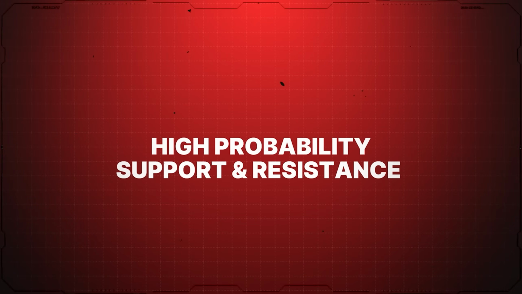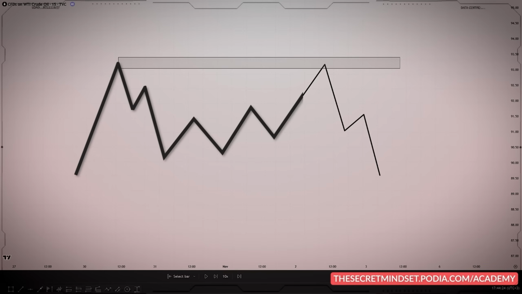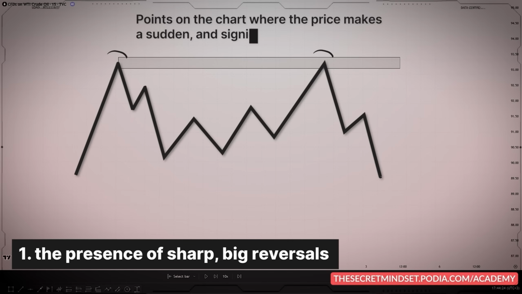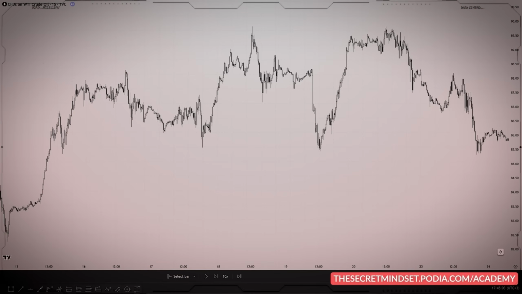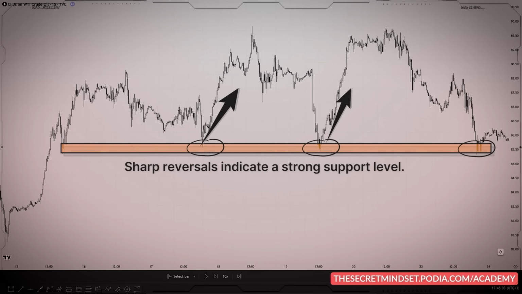High-quality support and resistance levels have several special traits that make them stand out on a chart. One of the most prominent features of strong levels is the presence of sharp, big reversals. These are points on the chart where the price makes a sudden and significant change in direction. For example, if price is falling rapidly and then suddenly bounces back up just as quickly, this sharp reversal could indicate a strong support level.